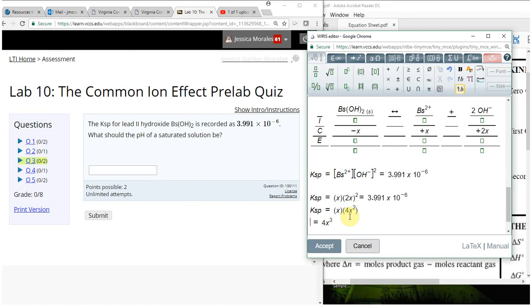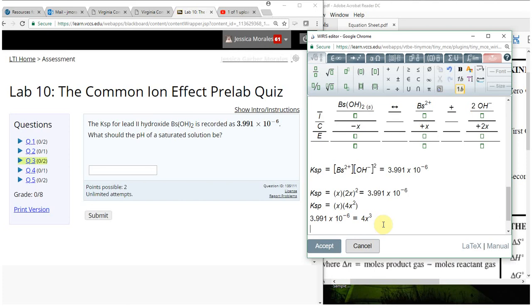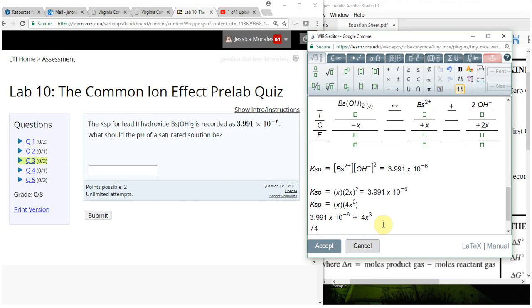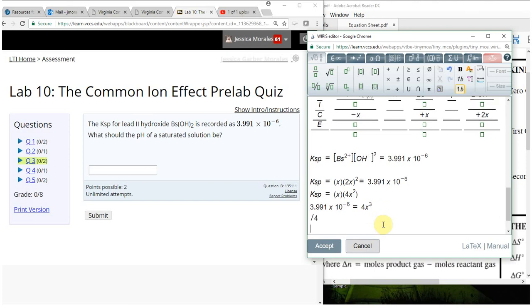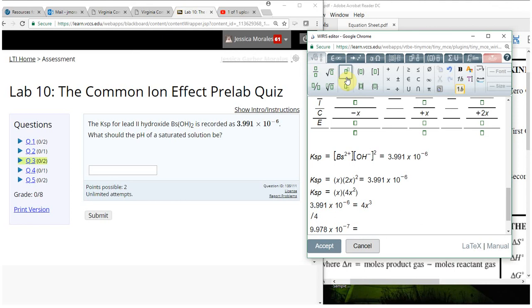And I'm going to go ahead and replace this value. So to find our x value, we're going to divide both sides by 4. Divided by 4, you get something like 9.978 times 10 to the negative 7 equals x cubed.